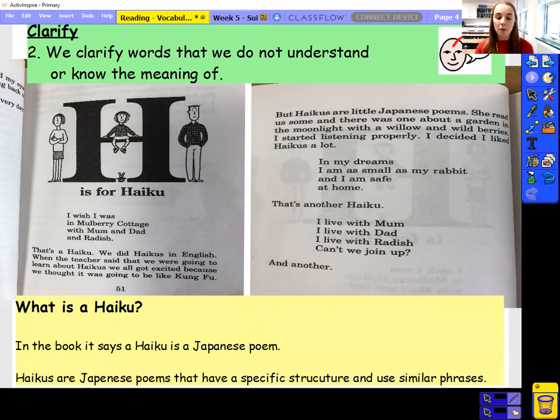Now, haikus are Japanese poems and they have a specific structure. And you can see that in each of these: 1, 2, 3, 4 lines. They also often use similar phrases. So I can see here, I am, I am. I live, I live, I live. So she's writing some small poems. And in this section, we learn that Andrea really enjoys reading and learning about these poems. I'm going to come back to haikus in a bit, so remember that.